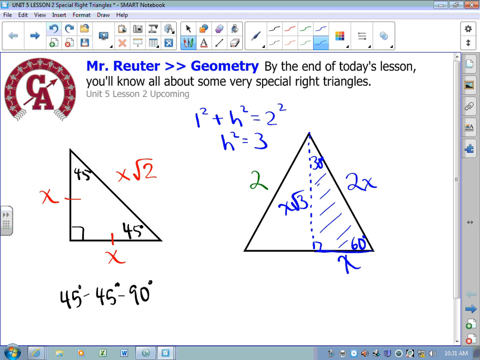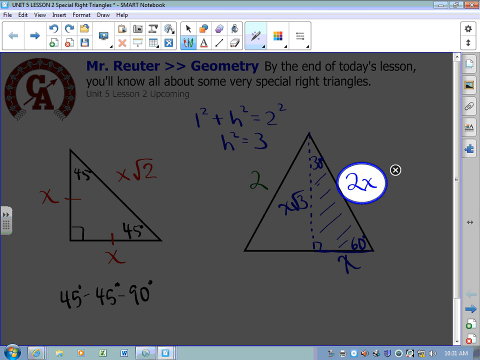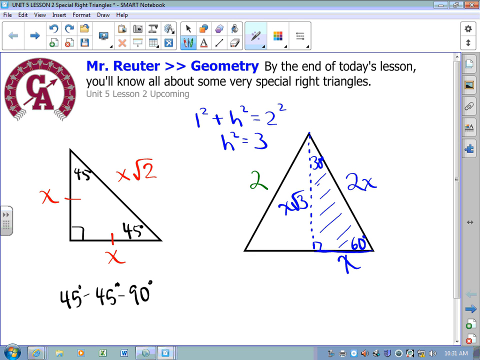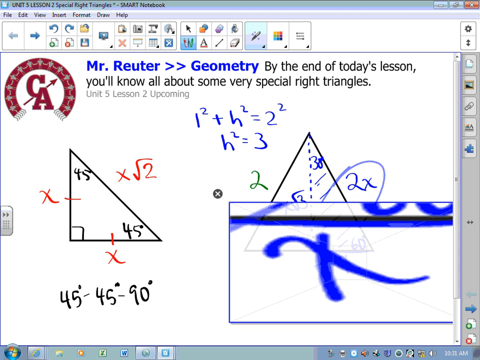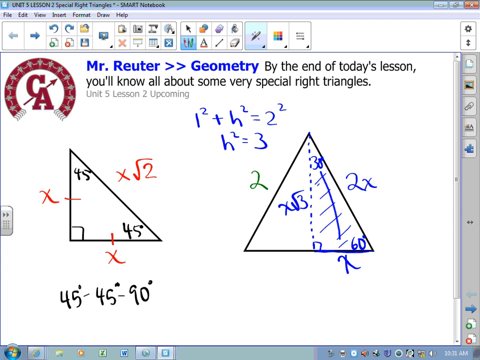And the biggest things that we should remember: the biggest side is opposite the biggest angle. Biggest side is opposite the biggest angle. And the smallest side, the x, is opposite the smallest angle. You can tell just by looking across from the smallest angle, you've got the smallest side.